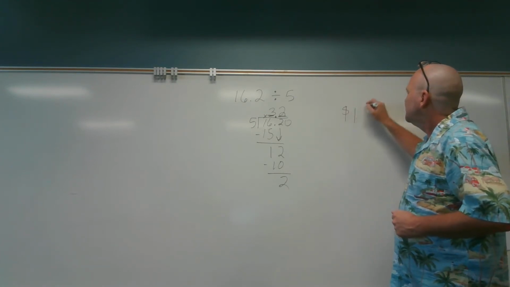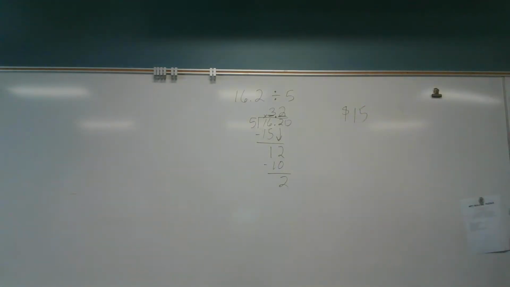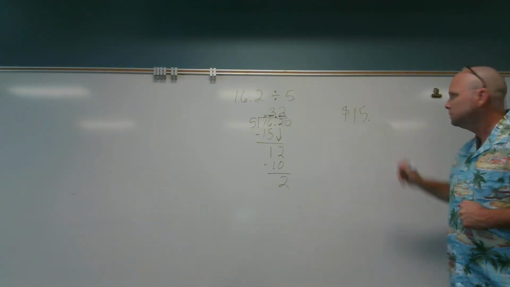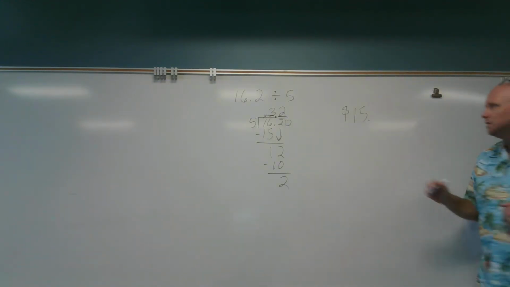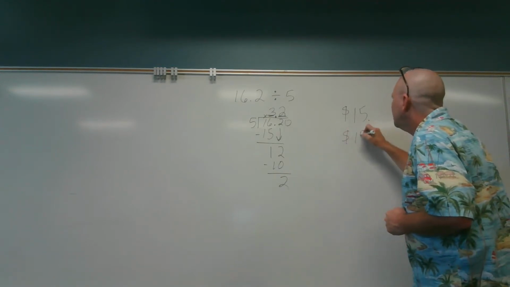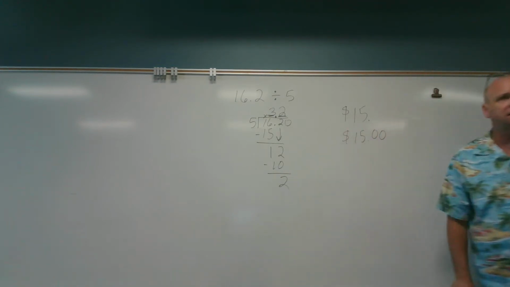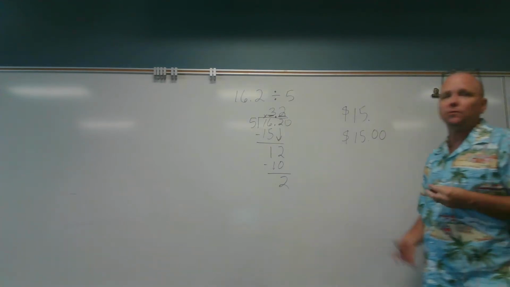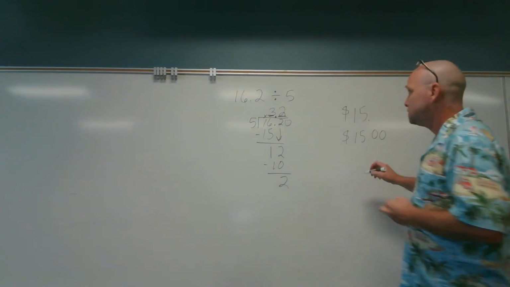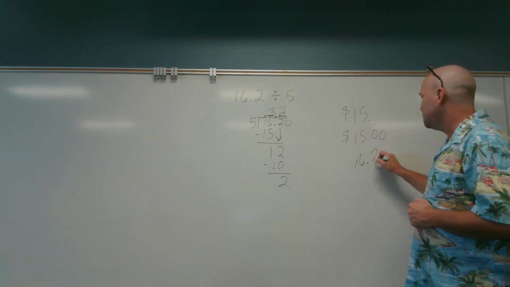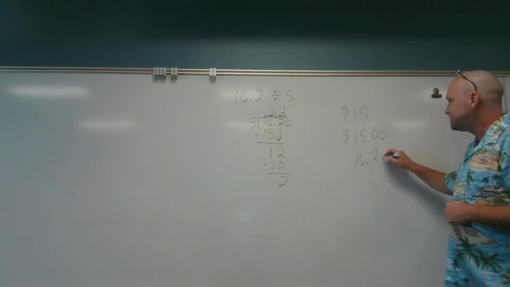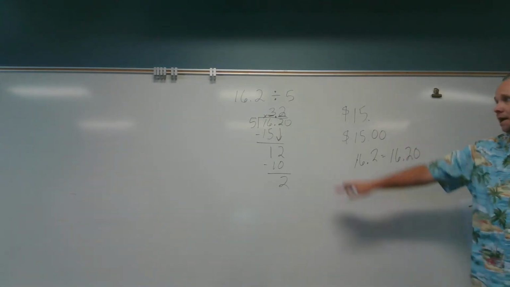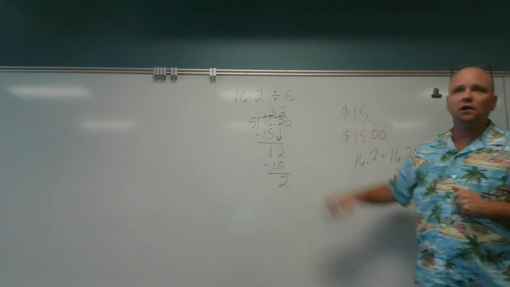This is $15, correct? And the decimal point is right here. It's always behind the ones place. This is also $15. I can add these zeros at the back behind the decimal point without changing the value. So 16.2 is the same as 16.20. I change this to 16.20.